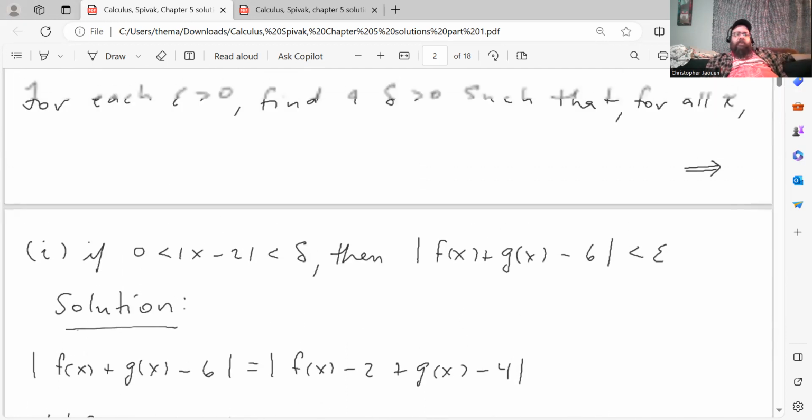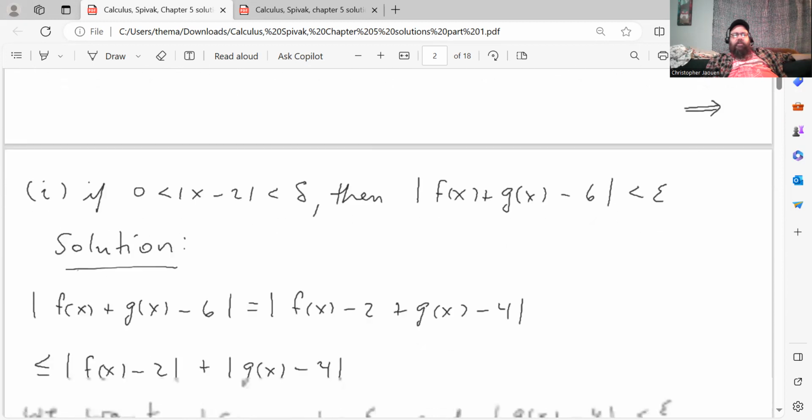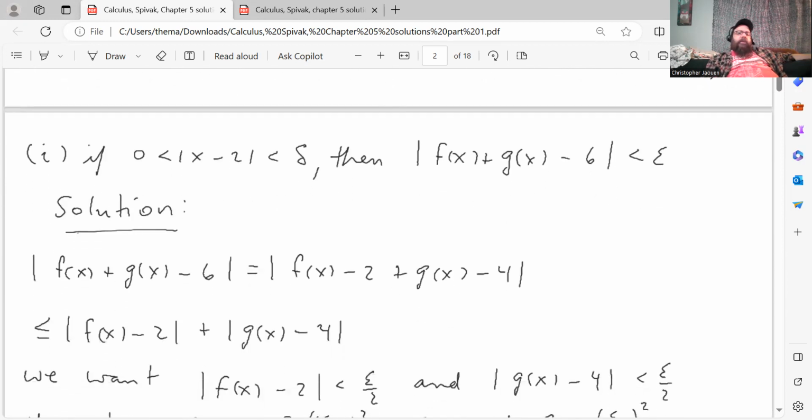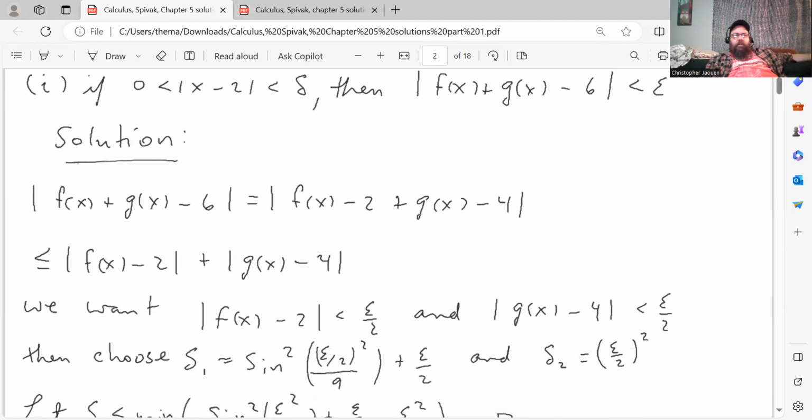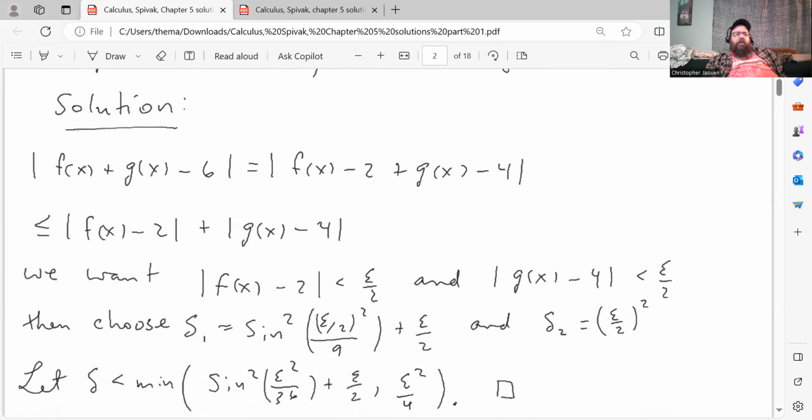All right, so for each epsilon greater than 0, they want you to find a delta greater than 0 that works. So with part 1 of question 6, if 0 is less than the absolute value of x minus 2 less than delta, then the absolute value of f of x plus g of x minus 6 is less than epsilon. So again, the goal here is to find a delta that works. That's what I'm writing down here as the solution.